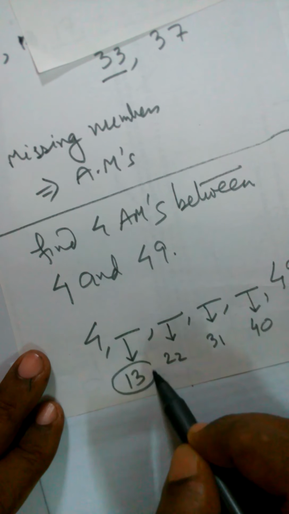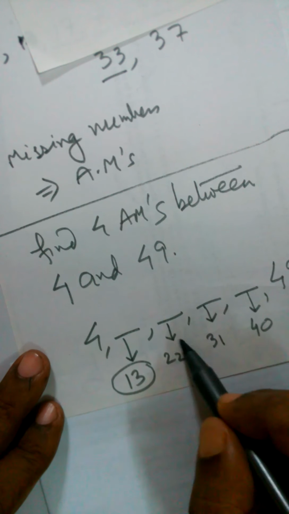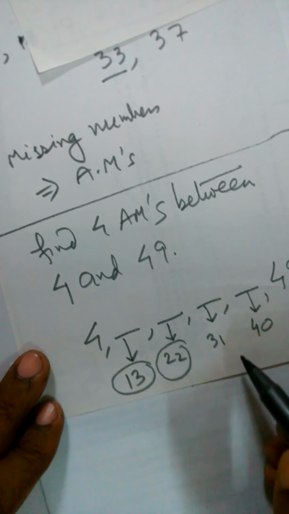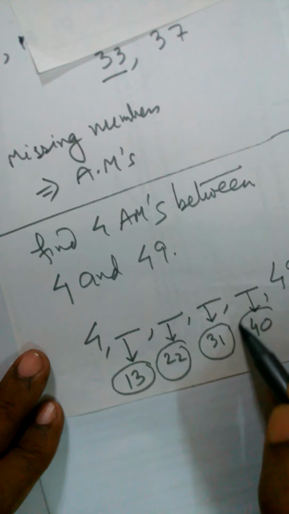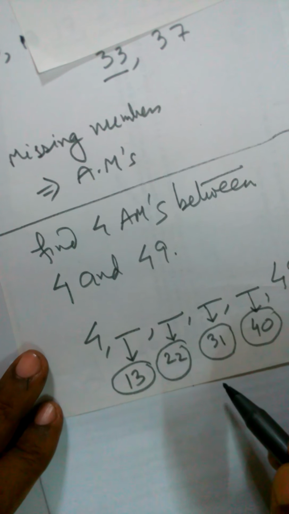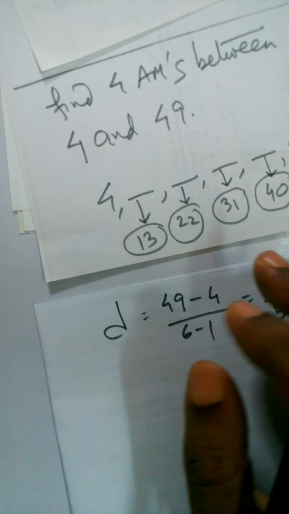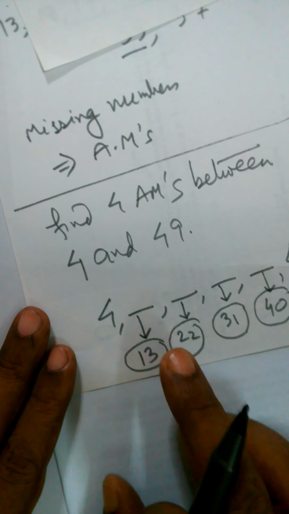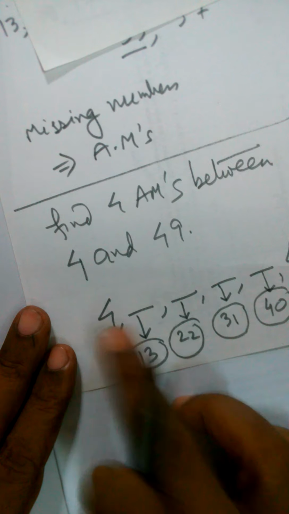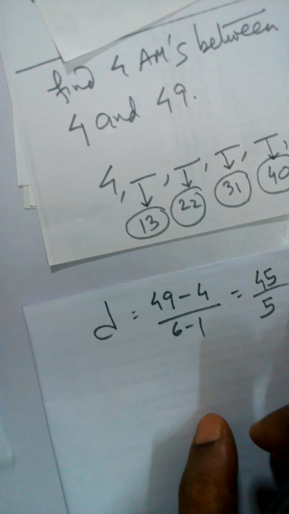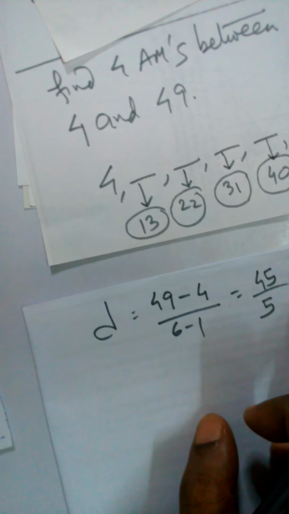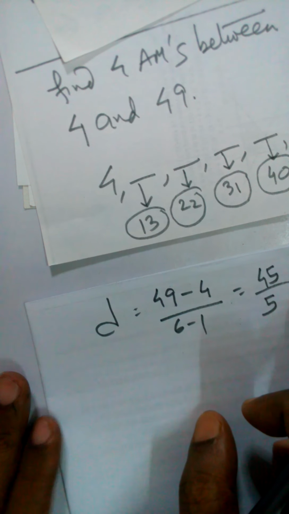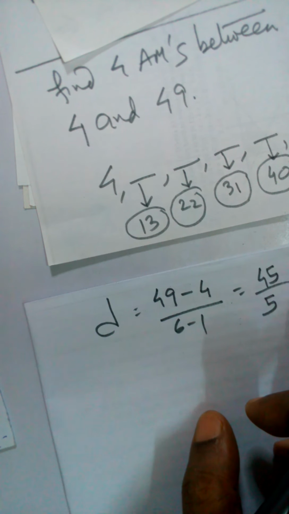This is called the first arithmetic mean. This is called the second arithmetic mean. This is the third, and this is the last, or fourth, arithmetic mean. So when you want to find the arithmetic means, the first arithmetic mean is the number that comes after 4, that is 4 plus 9. So this way we have our idea of arithmetic means.